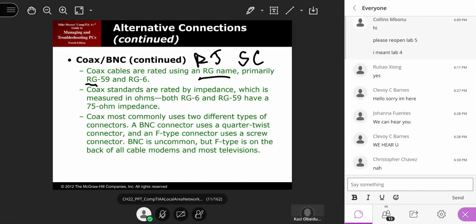Coax standards are rated by impedance. In my engineering class I teach impedance. Impedance and resistance are like the same. It is the opposite of conductance. One is the conductance, one is the impedance, one is the capacitance, one is the resistance, right? Resistor, capacitor, inductor: we have these devices in our electrical engineering class. We have to know this very well, their uses, because all the circuits we design are based on this.